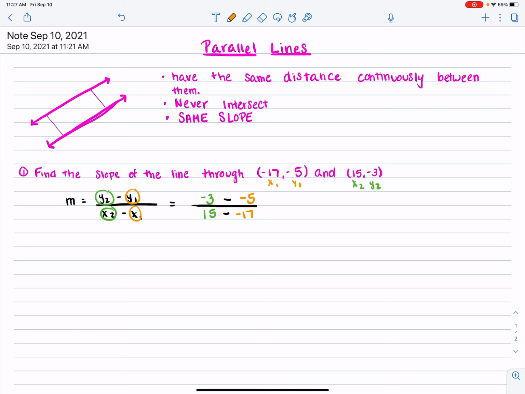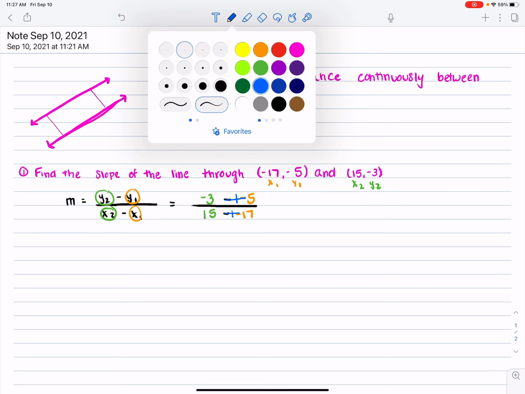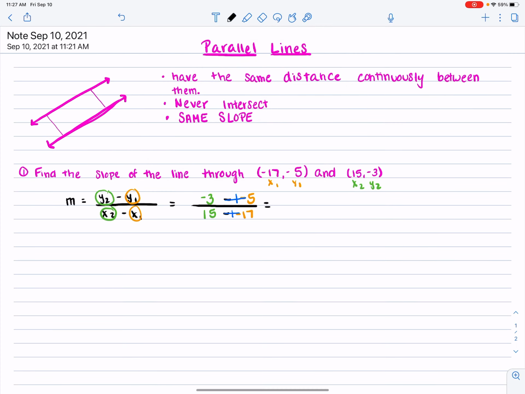Okay, so now if I simplify those, the first thing I notice is that if I have a minus and negative touching, they become a plus sign. So I have -3 plus 5 is 2. 15 plus 17 is 32. If I simplify that, I get 1/16. Okay? Next. Oh, yeah, that's correct. Okay.